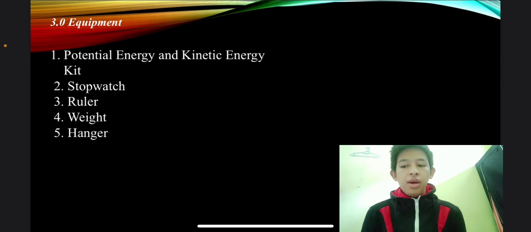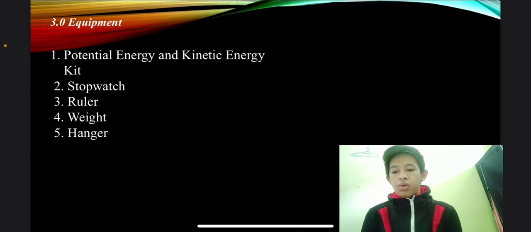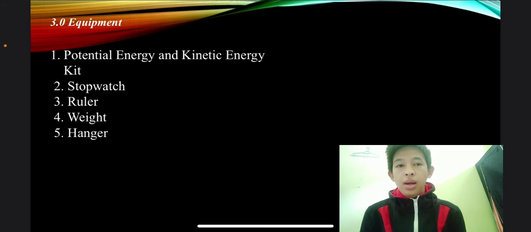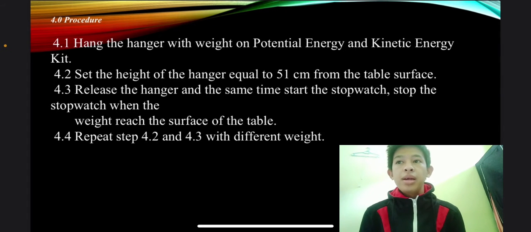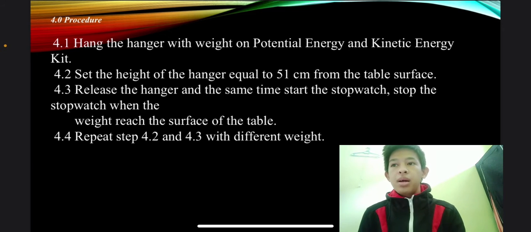Fourth, we have weights. Weight is the load placed on the weight hanger, a lightweight platform attached to a thing with a hook at the top, which can increase and decrease the load. Last but not least, the hanger. The hanger is used to hook the set of weights. Okay, the next part, I would like to explain the procedure.